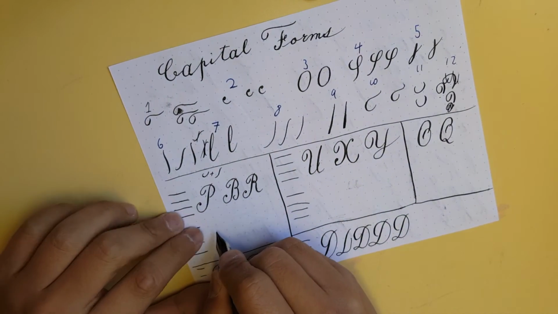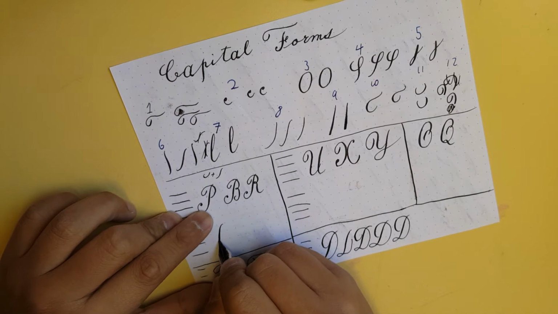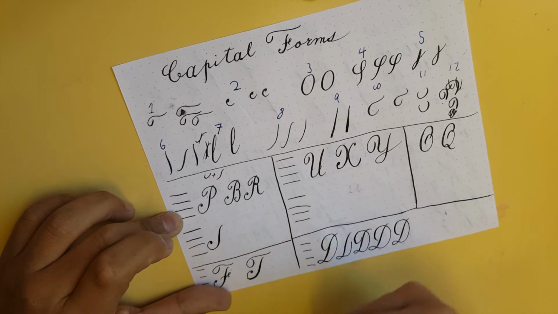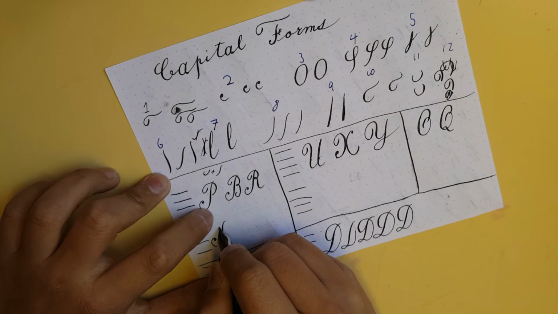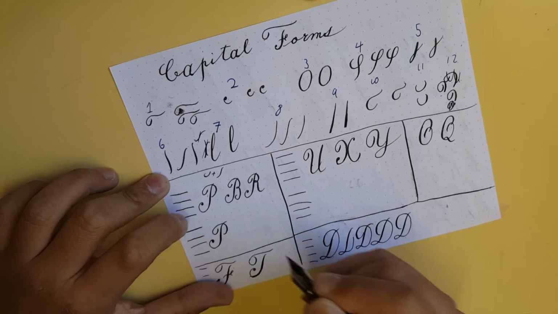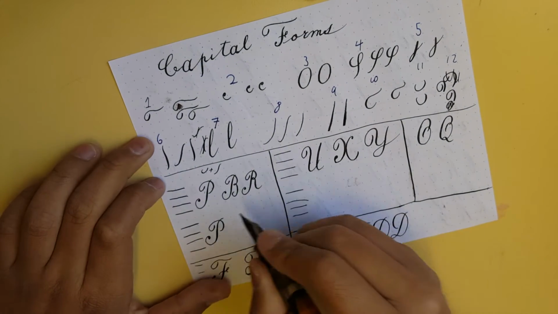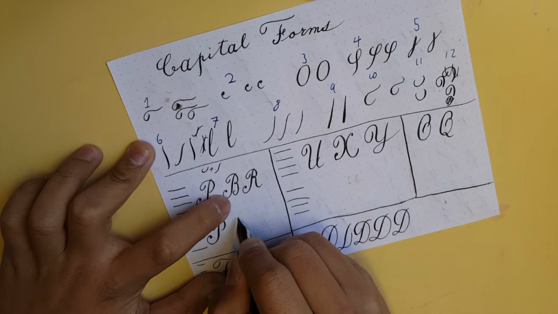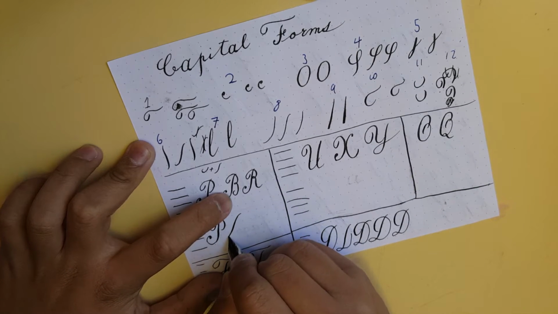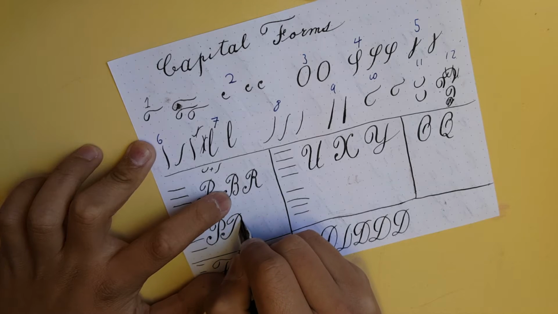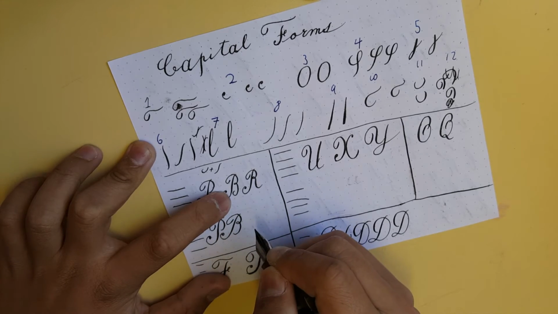So, the P starts like this. Compound curve, move it around, give a little dollop of flourishing there, and then there, like that. That's the P. Okay, next we have B, which again goes like that, dollop of flourishing, and then we move this over there, like that.